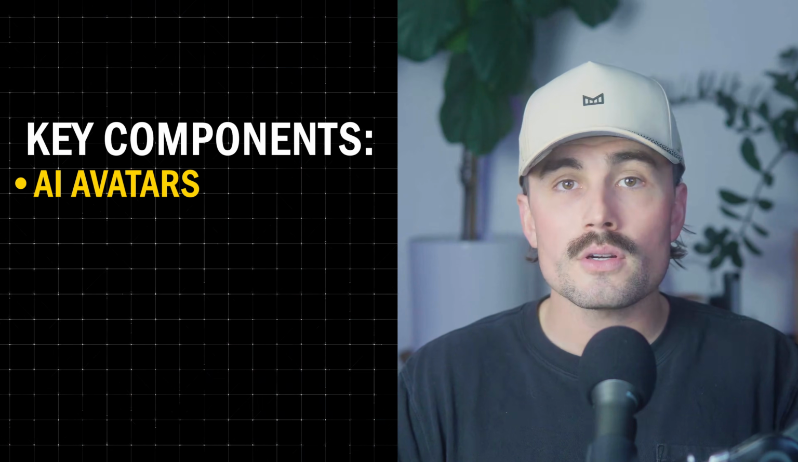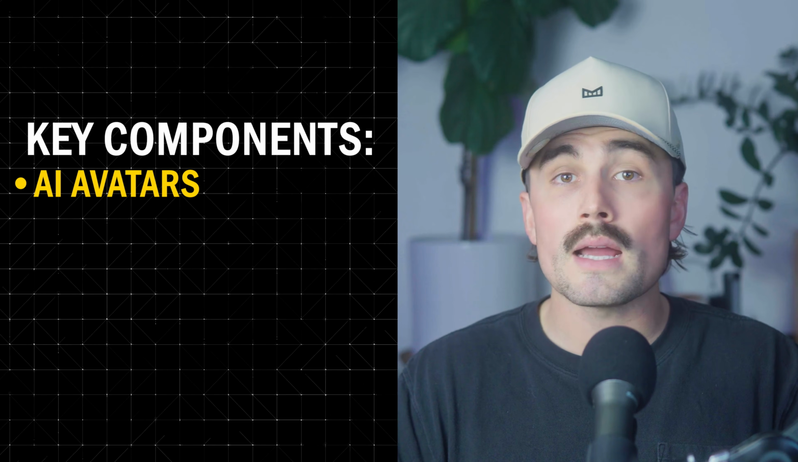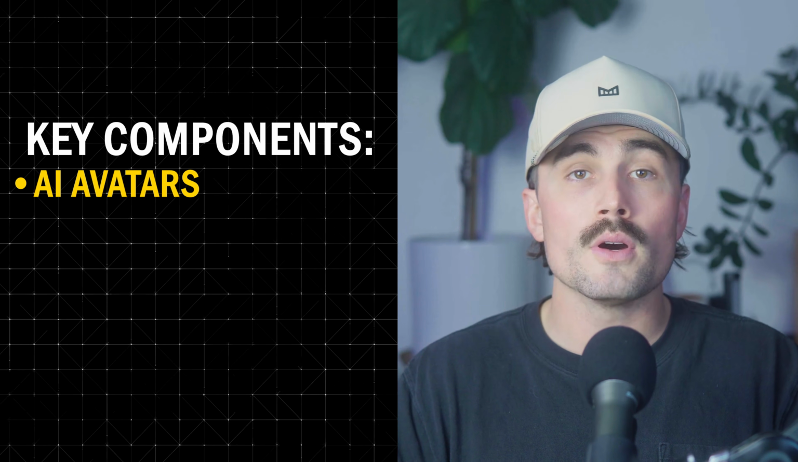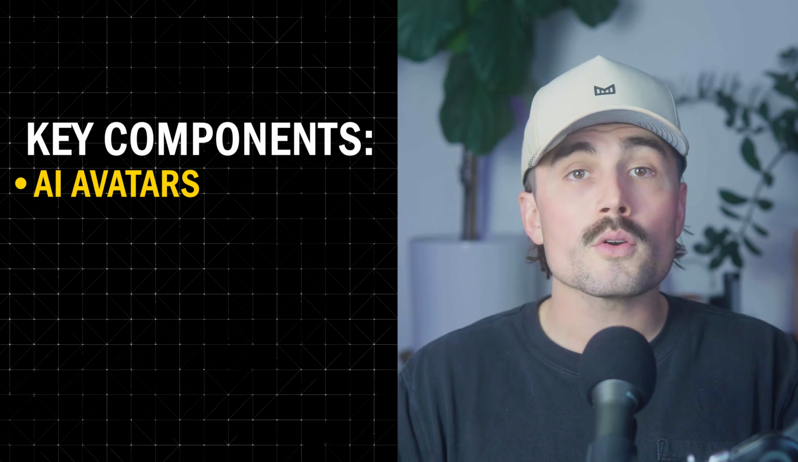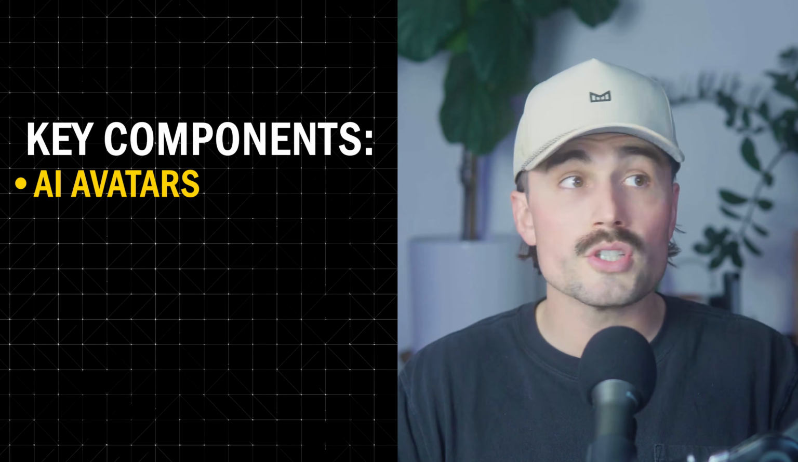So HeyGen is a cloud-based platform that uses artificial intelligence to generate videos from text. The key components include AI avatars, so you get lifelike human presenters generated by AI. You can choose from a library of stock avatars, upload a photo to create a custom avatar, or create a video avatar if you're on a higher plan. Avatars blink, move, and gesture naturally.